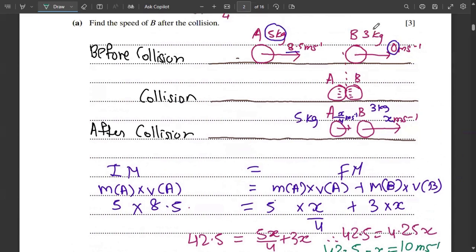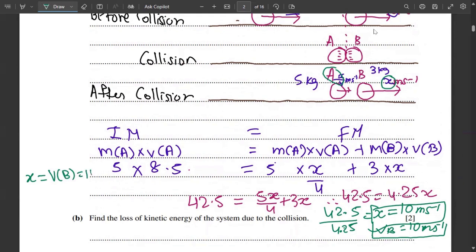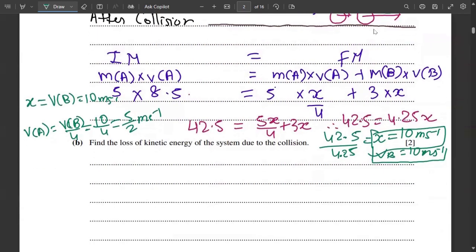Now, what have they asked us? They have asked us to find the speed of B. And speed of B is x. And what we found right here is x. So x is the velocity of B. So this remains the same. If they have asked for the velocity of A after the collision, we know that x equals velocity of B, which is equal to 10 meter per second. Now velocity of A is velocity of B upon 4. So velocity of A would have been 10 by 4, which is 5 upon 2 meter per second. So just in case, I'm just telling you, if they would have asked the velocity of A, you should have done this.